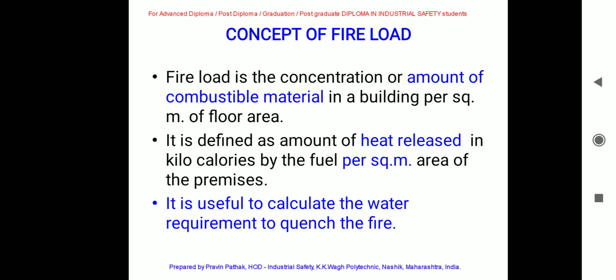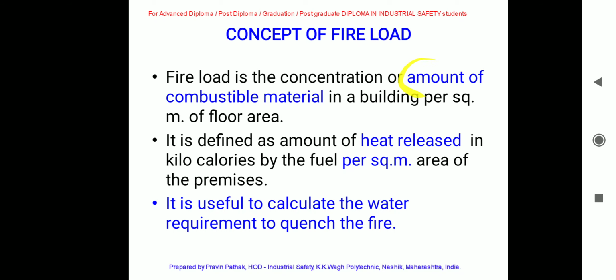What exactly is the fire load? The amount of combustible material in a building per square meter of floor area. So the amount of combustible material per square meter, that is the basic fire load concept. But just knowing the amount is not sufficient for calculation of water requirement. How much heat is released in kilocalories by that fuel per square meter is another requirement.